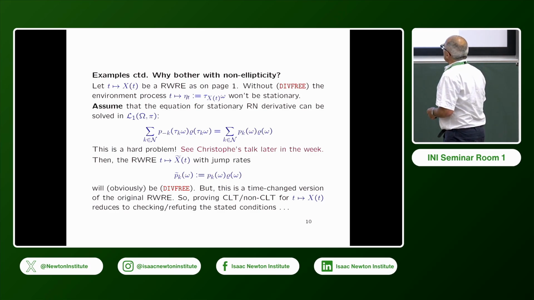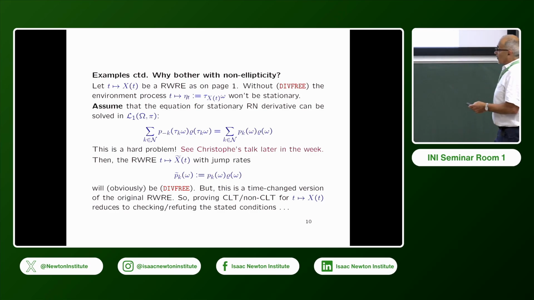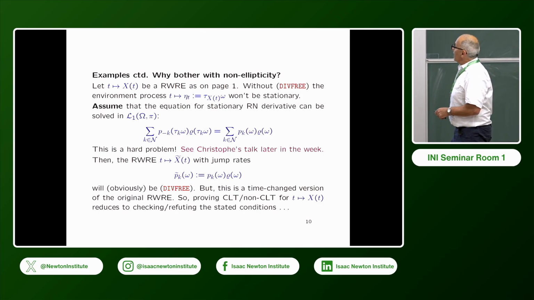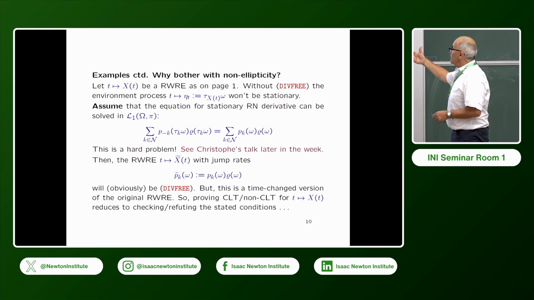Nevertheless, if I assume that Christophe solved this problem for me, then I can think about my original random walk in random environment as a time-changed version of the original. Namely, take a new random walk in the same environment, but whose jump rates will be this one rather than the original ones. And this will be divergence-free. Of course, the equation is written like that.